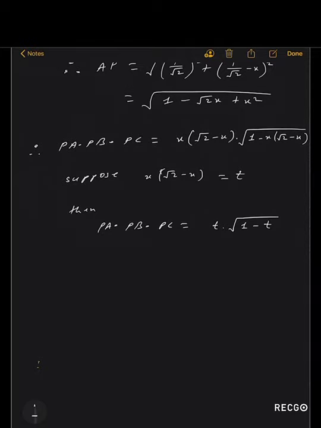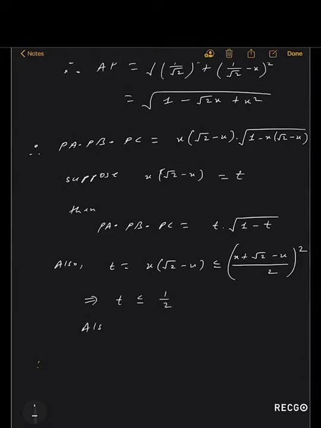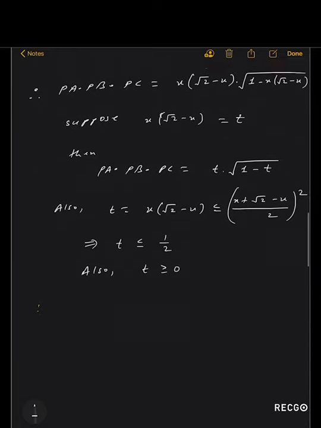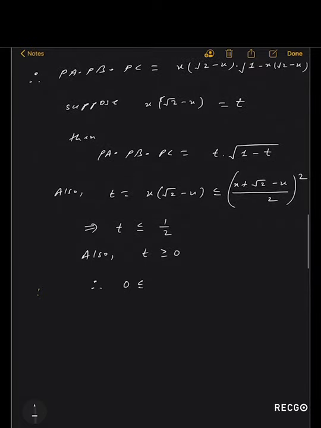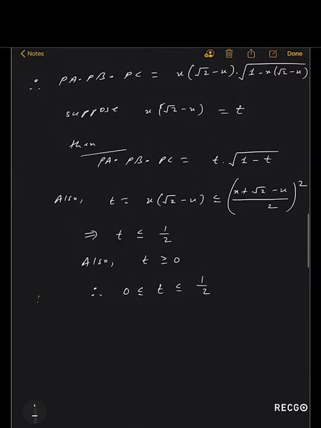Now let us suppose we have to find the maximum of this. So t is equal to x into root 2 minus x, and x into root 2 minus x is a product, so the square of the geometric mean must be less than or equal to the square of the arithmetic mean. So we are getting t less than or equal to 1 by 2. Also, you can see that t must be greater than or equal to 0, because both x and root 2 minus x are non-negative. So from here we are getting the value of t lying between 0 and 1 by 2.